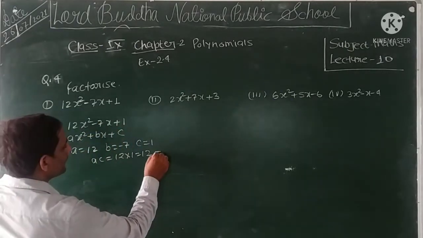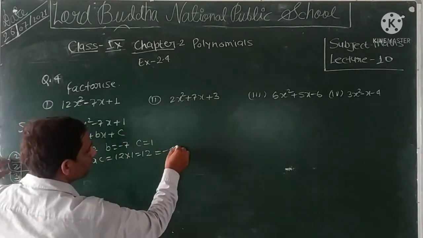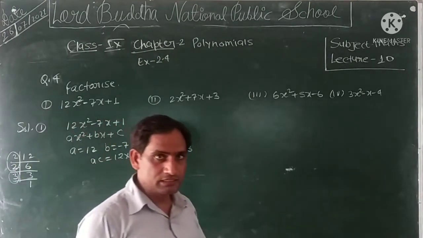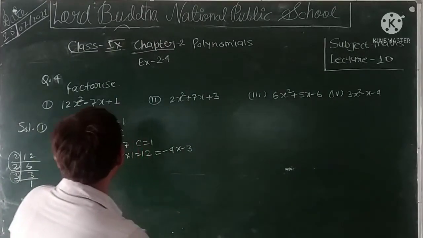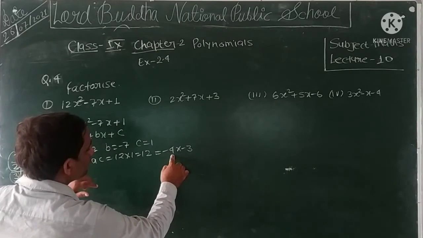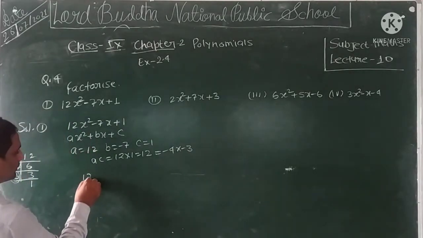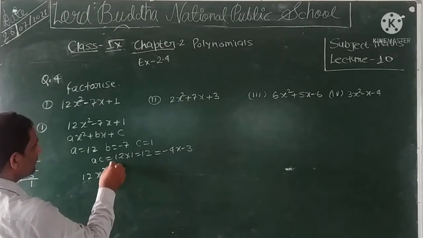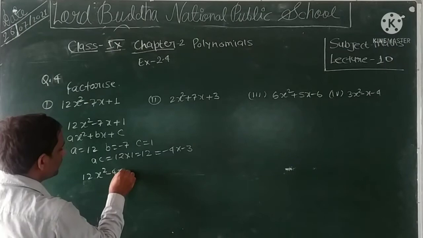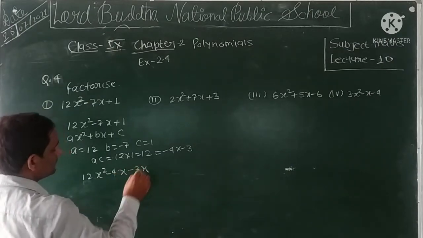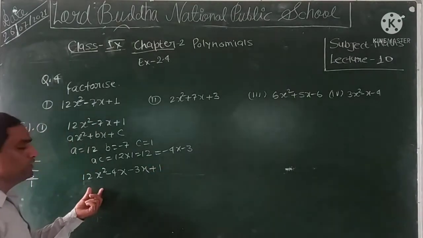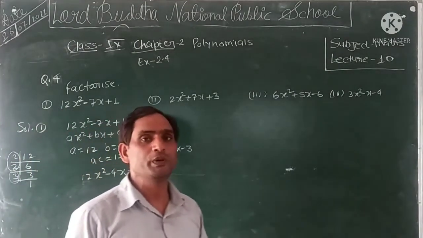So we can write it as minus 4 into minus 3. Minus into minus is plus. Now, we can write minus 7 as a sum of minus 4 and minus 3. Hence, we write 12x square, because the variable is x, minus 4x minus 3x and plus 1. Now we use the factorizing by grouping.